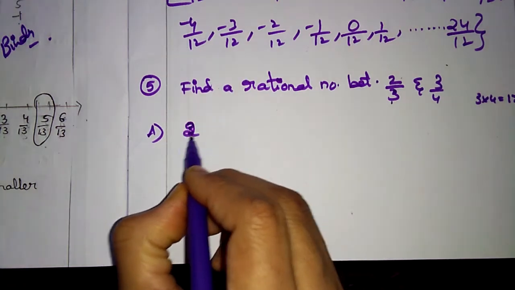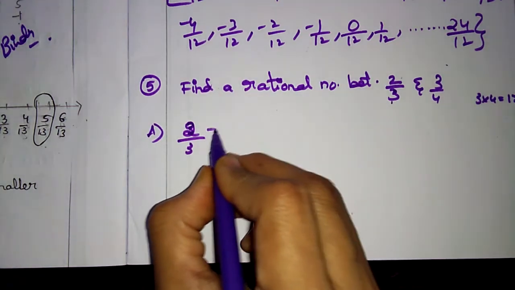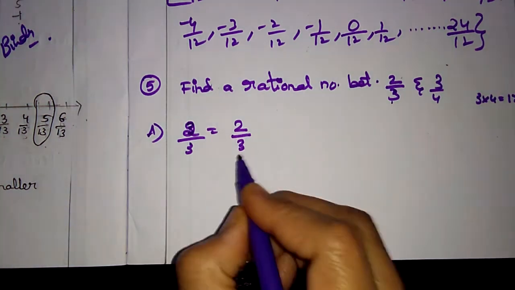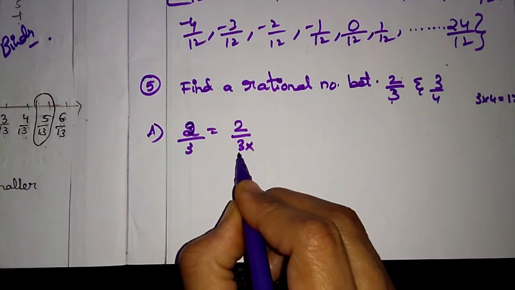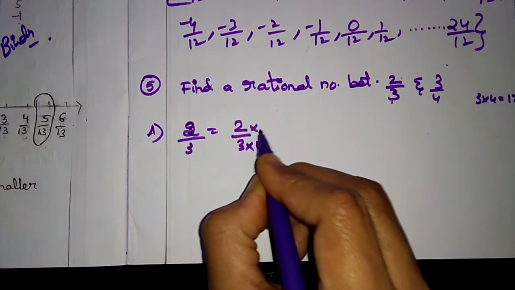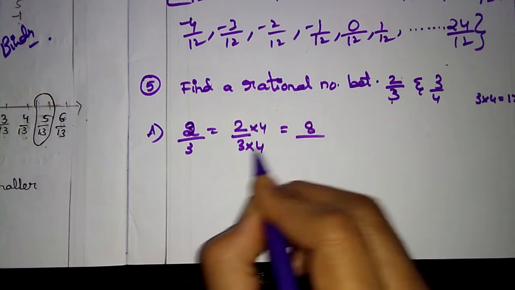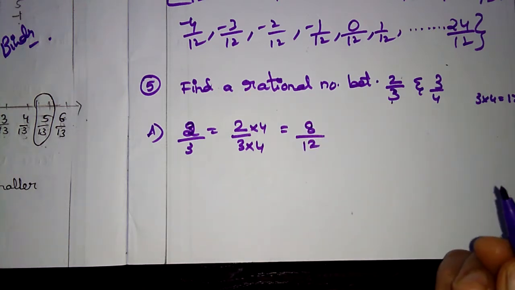So 2 by 3 is equal to 2 by 3 into which number do you have to multiply, children, to make it 12? Yes, 3 4s are 12. So if you are multiplying with 4 here, multiply with 4 here also. 2 4s are 8, 3 4s are 12. Like this we have to do.